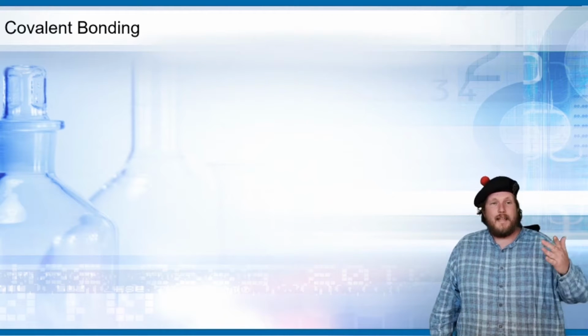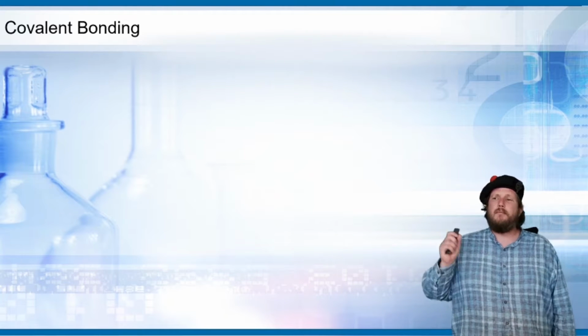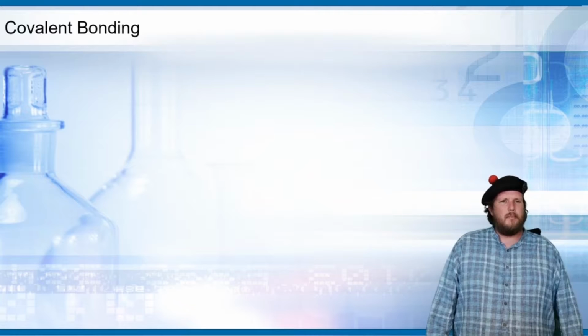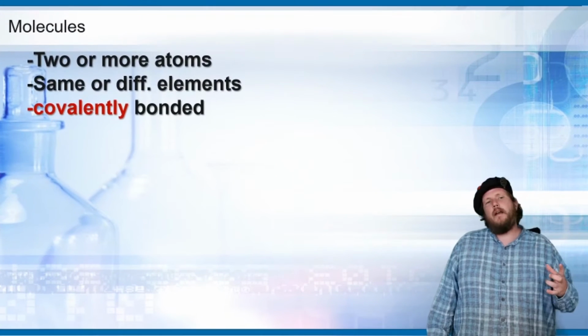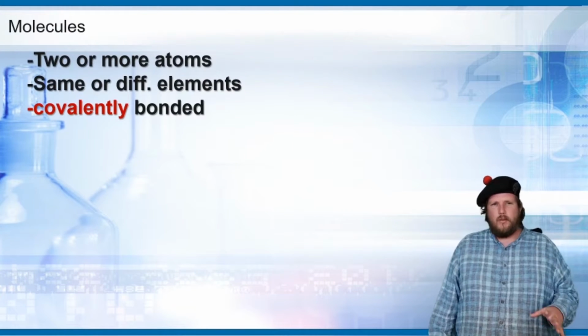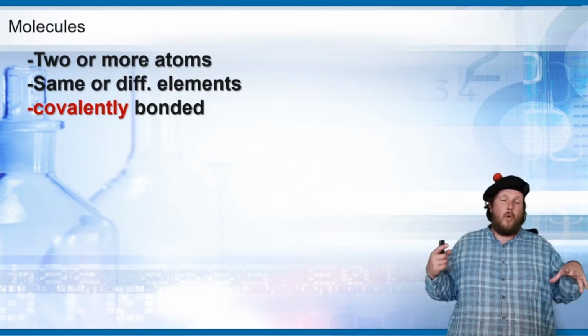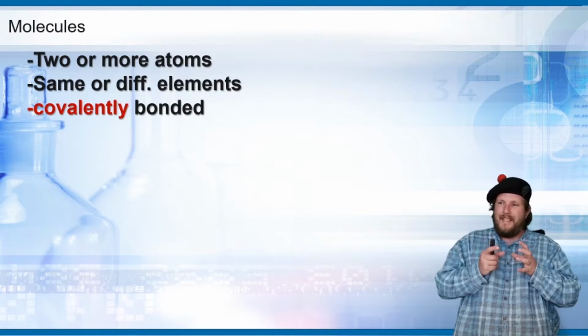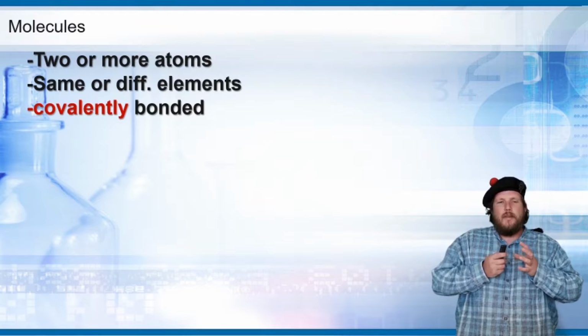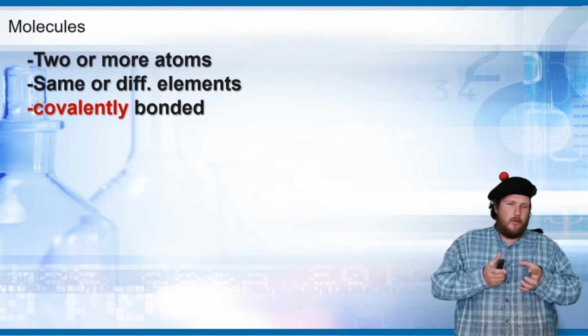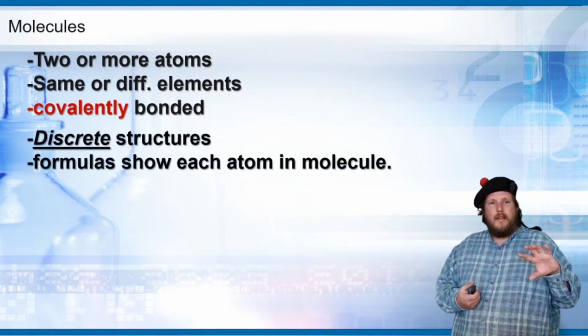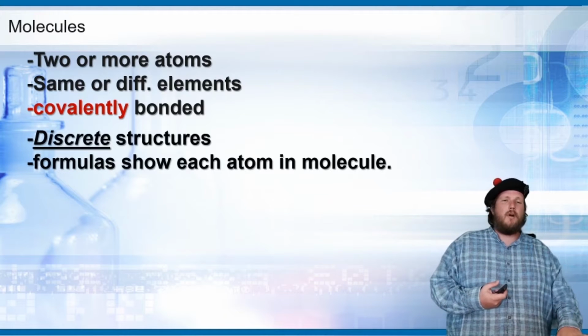Welcome back. Today we're going to talk a little bit about covalent bonding as well as reviewing some ionic bonding as well. So a molecule is two or more atoms. They can be the same or different elements and they're covalently bonded. And so these have to be non-metals. So molecules have discrete structures.